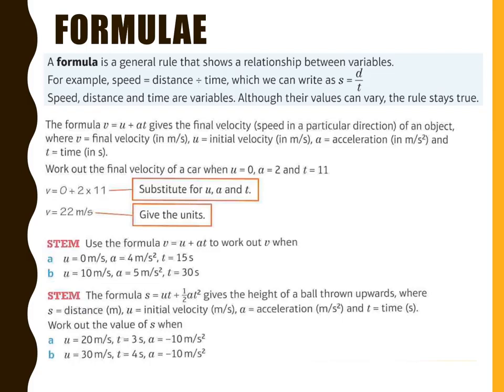Okay, so I want you to try them. STEM just stands for science, technology, engineering, and mathematics. So use the formula v equals u plus at to work out v for these values. All you're doing is substituting these values in there to find out your velocity. This is a different formula, and you're substituting these values into this formula in order to get your distance. s is distance. Okay, try and do that.